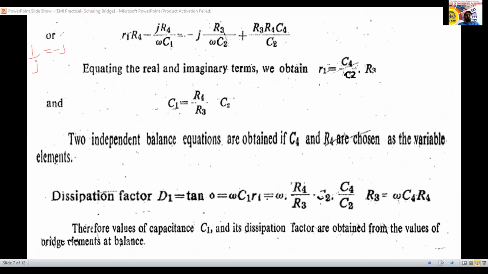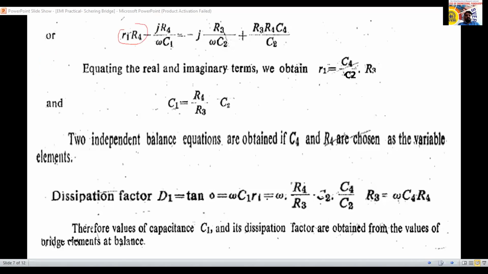Yes or no? Yes, sir. 1 by J is equal to minus J here. So R4 divided by J omega C1, that one we have considered as minus J here. Okay, so like this we have derived here now. From this, what we have to do now? We have to separate the real and reactive terms here.